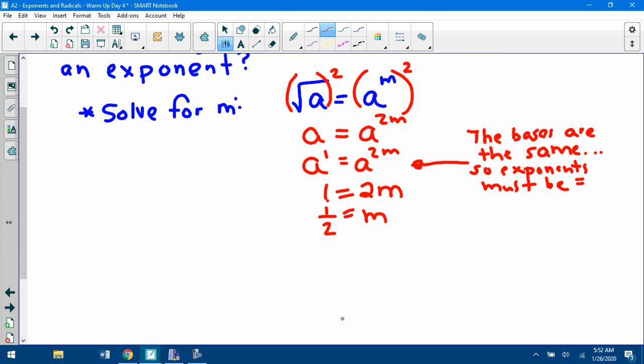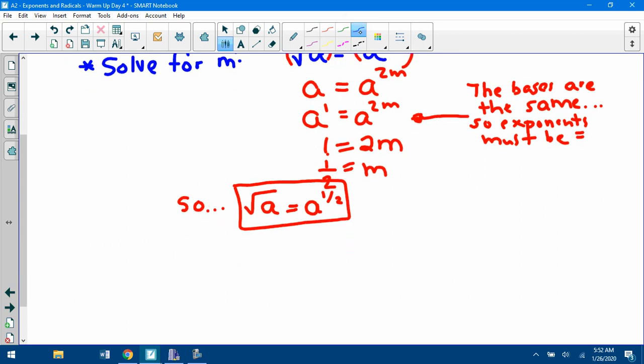So what did that show? That showed the square root of a is equal to a to the 1/2 power. So that's how I express a square root as an exponent. The square root means the same as the 1/2 exponent.